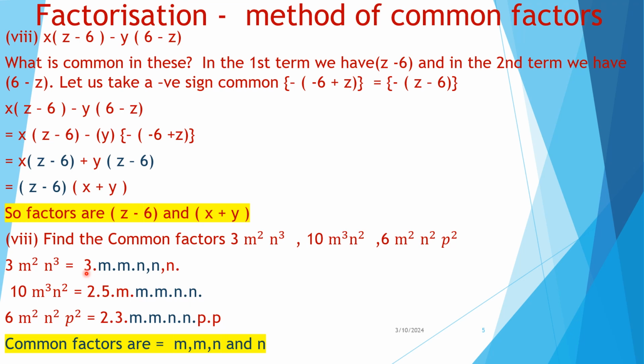I can write 3, m square is m into m, n cube is n into n into n. 10m cube n square is 2 into 5 into m into m into m into n into n. And the third term is 2 into 3 into m into m into n into n into p into p. I've written the common factors in blue. What are the common factors? m, n, and n.